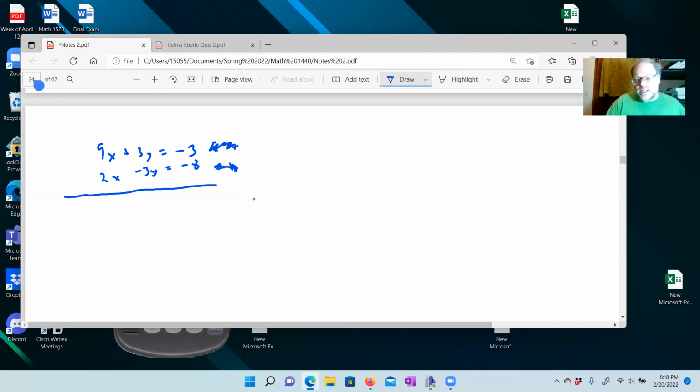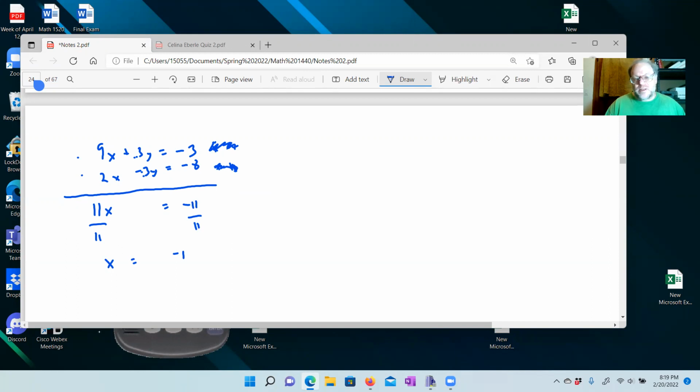But in this case, since they're telling us to use elimination, that's what we're going to do. If I add these two equations together, 9 plus 2 is 11x. 3y and -3y is 0, and we end up with -11 over here. Divide both sides by 11, and x is equal to -1. Now, pick either one of these equations. Unlike substitution, where if you used one you had to plug it into the other equation, in this case, to go backwards, it doesn't really matter.